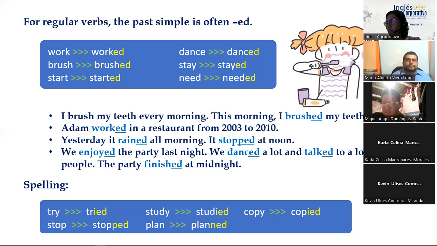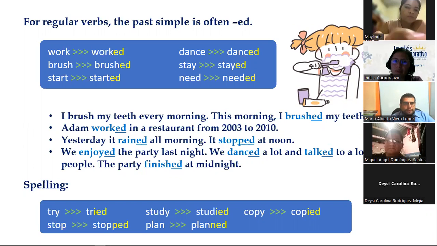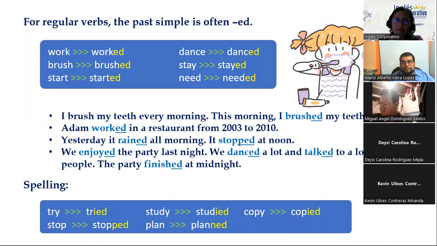Can I have a volunteer to read the examples? Me, teacher. Go ahead. I brush my teeth every morning. This morning, I brushed my teeth. Continue. Adam worked in a restaurant from 2003 to 2010.